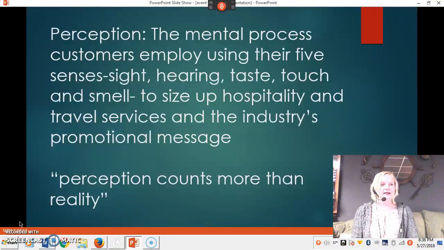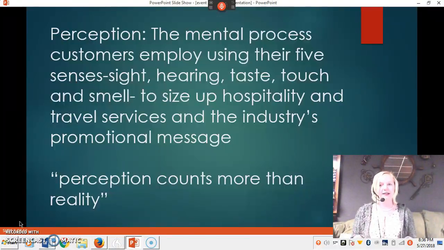I love the saying that they had in the book, perception counts more than reality, because say you view an advertisement for a hotel, even though it could be an awesome hotel in reality, if you get a perception that's the opposite of that, you're not going to go there to fulfill that need that you want.